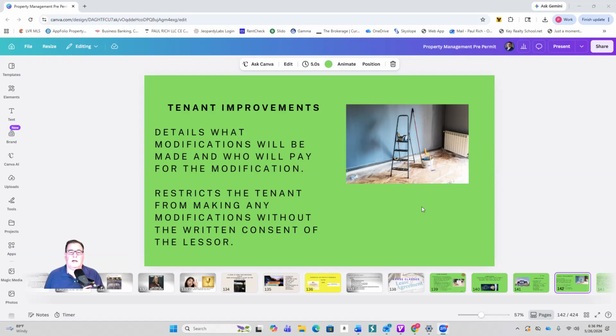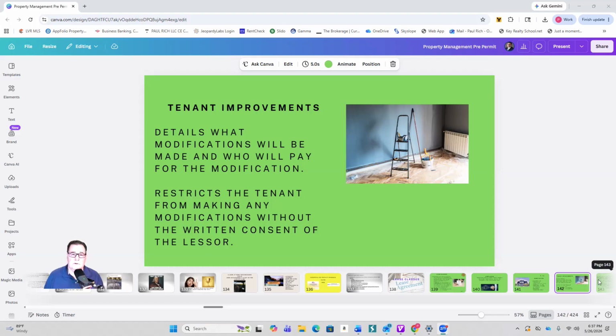But that also applies for residential. So if a tenant wanted to, for example, replace a ceiling fan, they would have to get approval. So it restricts the tenant from making the modifications without the written consent, and it also stipulates who's going to pay for those and what's going to happen at the end of the lease.